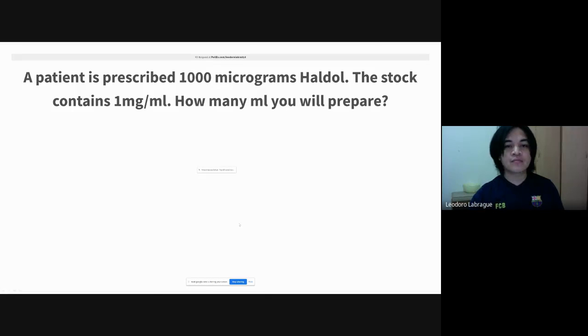Next. A patient is prescribed 1,000 micrograms Haldol. The stock contains 1 milligram per ml. The question is how many ml you will prepare. Okay, again, this requires conversion. At this point, it's micrograms. So how many ml will you prepare?